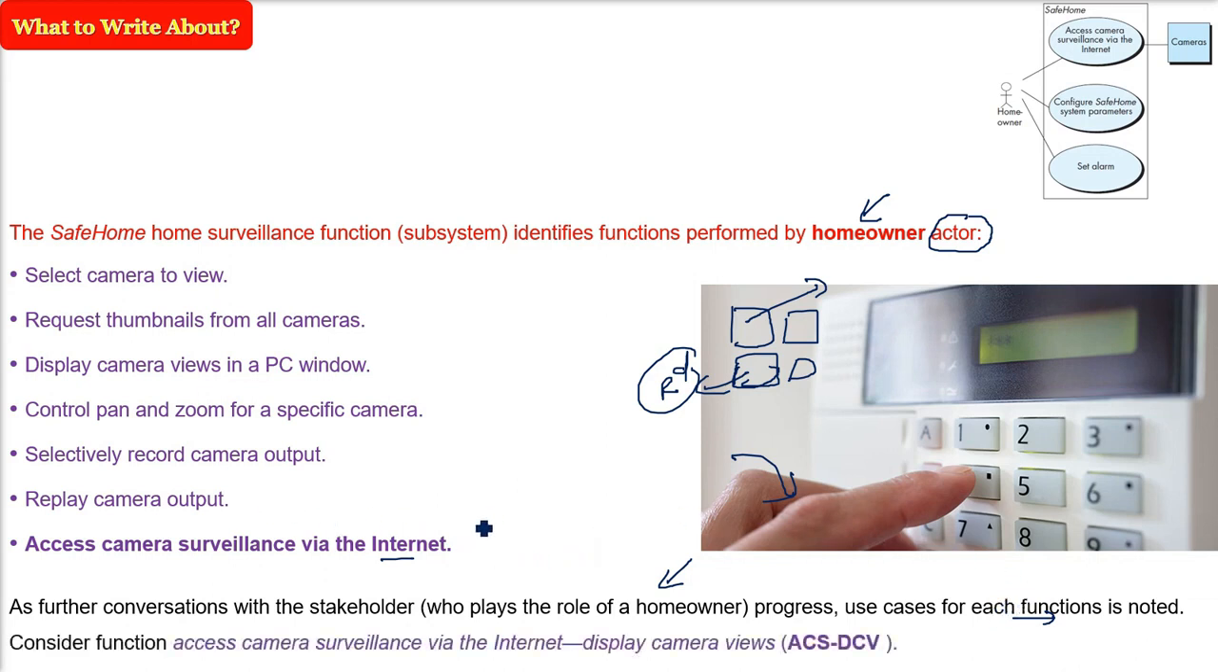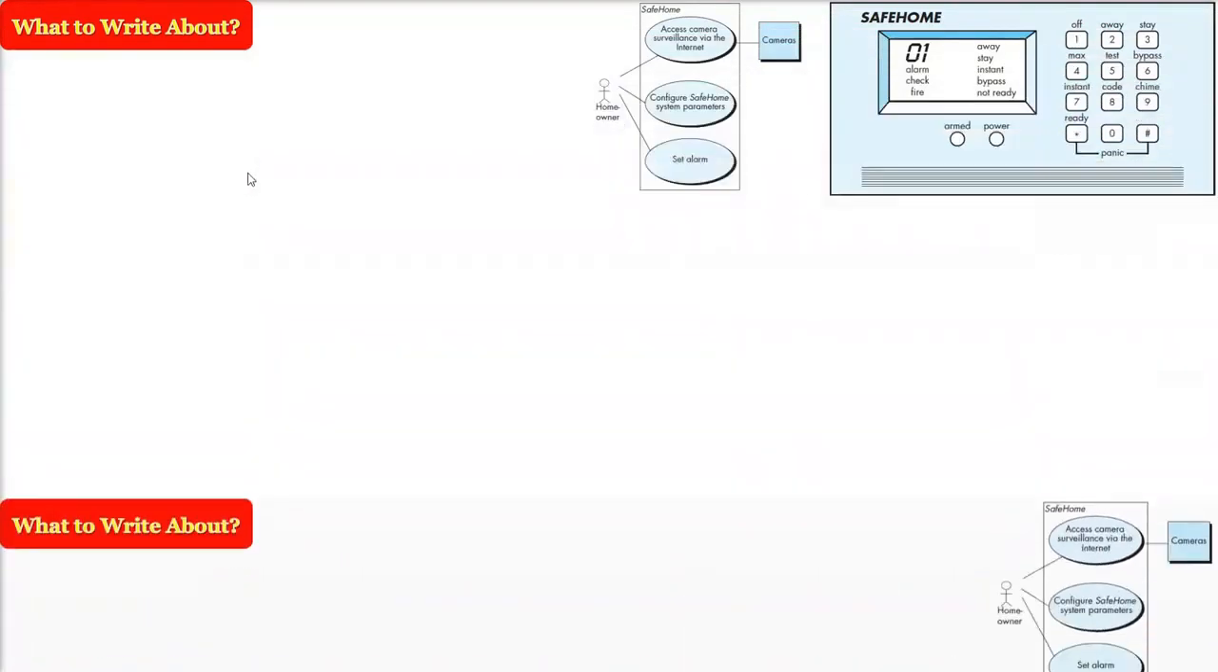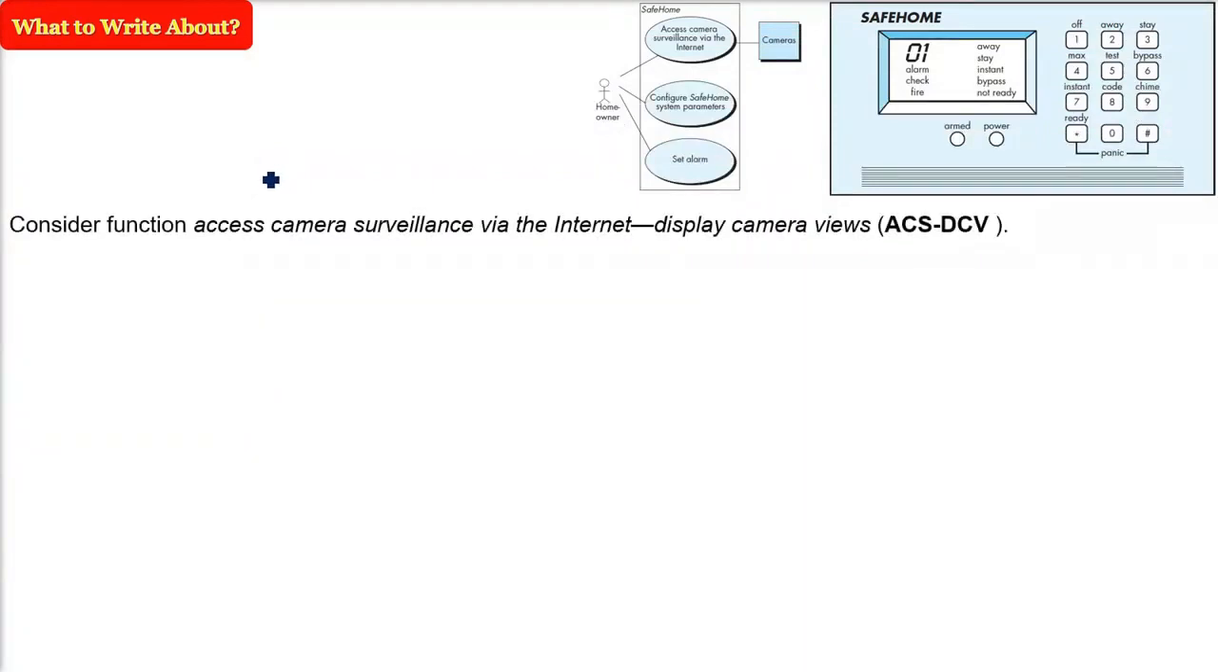Let us take an example of the last one. These are the different identified functions. So, access camera surveillance via the internet. Let us say we are going to make the use case for this function. Let us name it ACS-DCV, ACS for access camera surveillance, and DCV for display camera views. So this is the function we are talking about, and we are going to make a use case out of it.